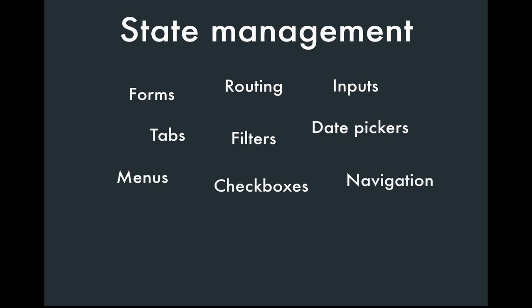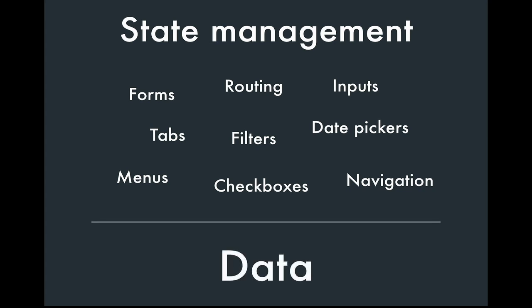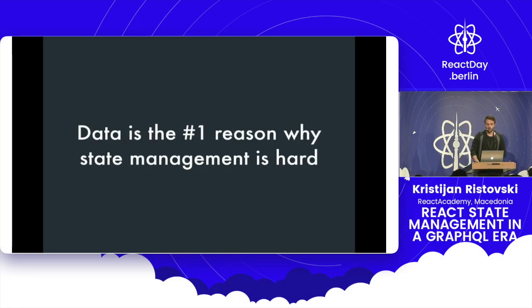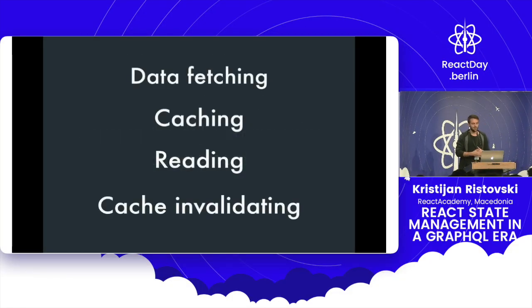But the biggest thing, the elephant in the room, the biggest problem, because state management is hard, is data. Everything else is small, but data is the big problem that we were trying to solve with different libraries, frameworks, and so on. It's the number one reason why state management is hard, because we need a few of these things: we need to do data fetching, we need to do caching, we need to read that data, we eventually have to invalidate that cache, and that complicates our front ends.